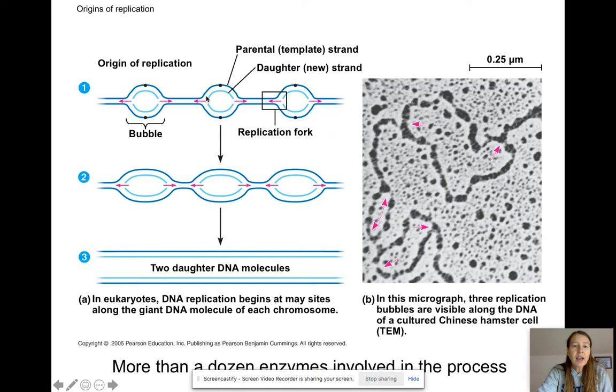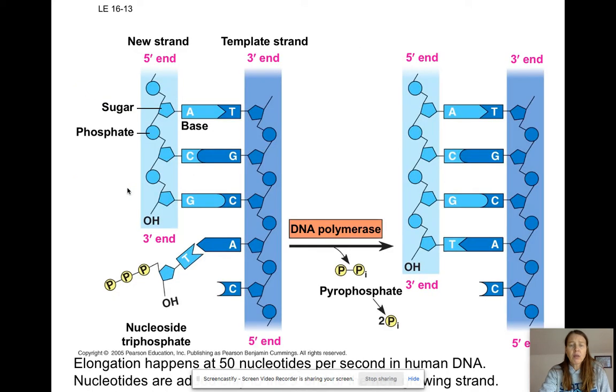And at either side of the replication bubble are what we call replication forks. And that's where all the enzymes are going to be working to add the complementary base pairs. And it happens in both directions. So we're going to get replication happening this way and that way. In eukaryotic cells, there's going to be multiple bubbles because there's so much DNA that has to be copied. In prokaryotic cells, often it's just a single replication bubble.